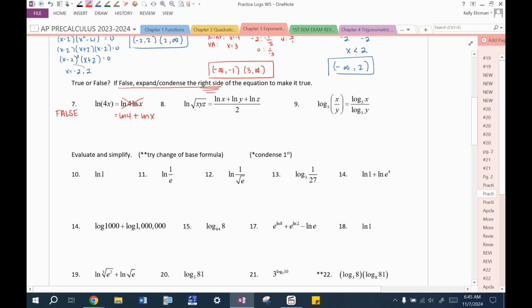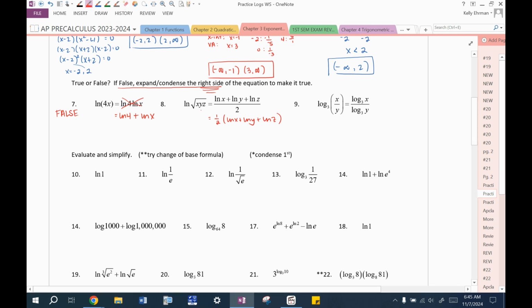So this is what it should be, but that's not what it said. Okay, what about this next one? So is this true or false? So natural log of the square root of x, y, z. So what we're really doing is testing your expanding and condensing skills. So what did this over 2 come from? Now remember, dividing something by 2 is the same as having a 1/2 out in front. If you looked at it like this, would you say true or false?